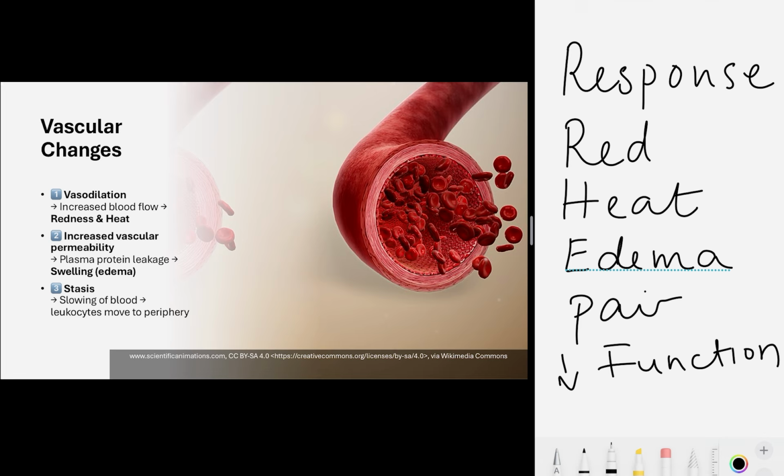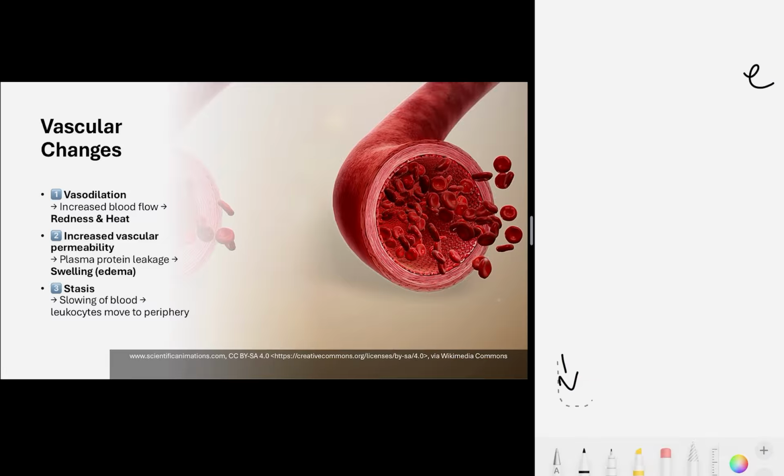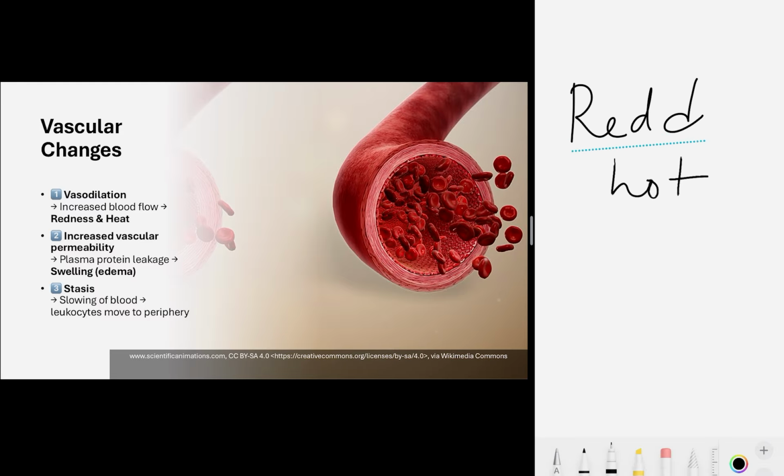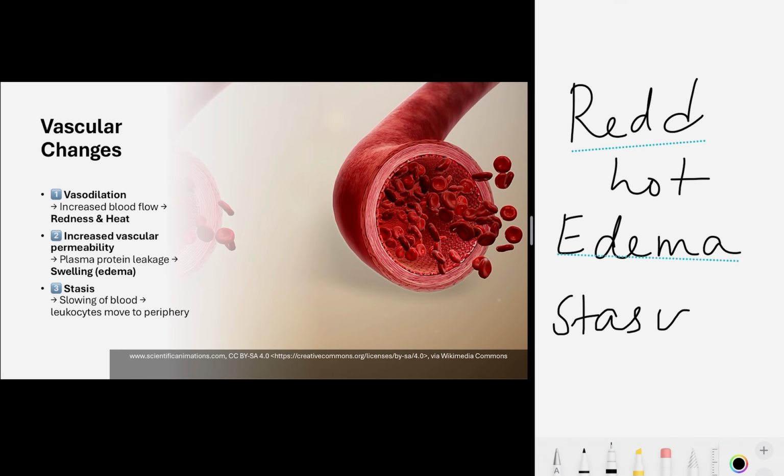The first major response in acute inflammation involves vascular changes. Three key processes occur. First, vasodilation increases blood flow to the site of injury. This explains the redness and heat we observe clinically. Second, increased vascular permeability allows plasma proteins and inflammatory cells to escape into tissues, resulting in swelling or edema. Third, stasis occurs as blood flow slows, enabling leukocytes to move to the periphery of blood vessels and prepare for migration.